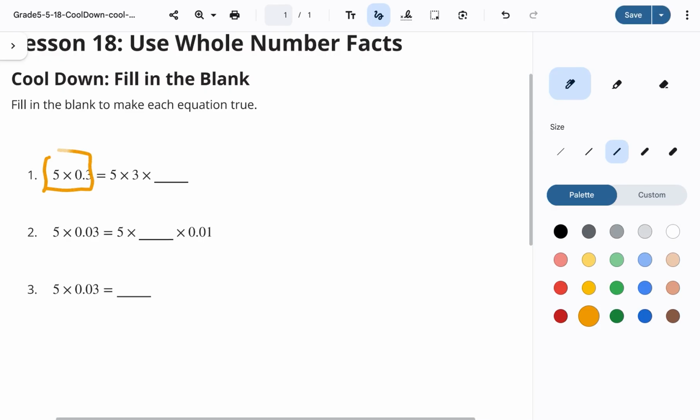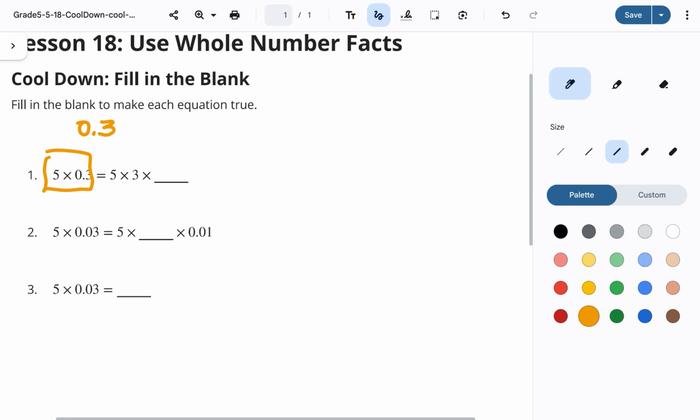So number one says that we are looking at this. This is the problem that we're solving. We have 5 times 3 what? It's 3/10. So take note that here, our second factor, I'm going to write it out up here just so that we can further explain this one, is 3/10.